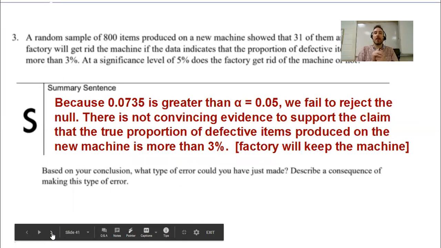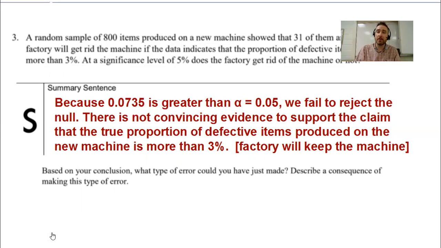Okay, so the summary: because 0.0735 is greater than alpha equals 0.05, we fail to reject the null. We don't have convincing evidence to support the claim that the true proportion of defective items produced on the new machine is more than 3%. So the factory is going to keep the machine.